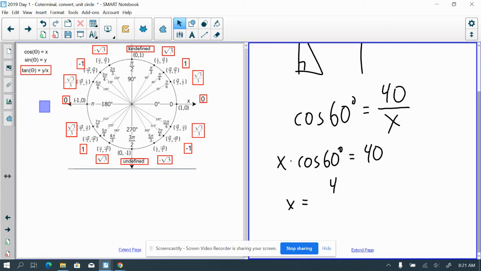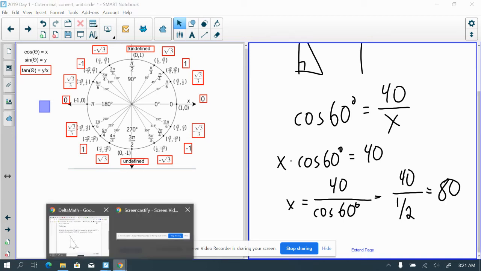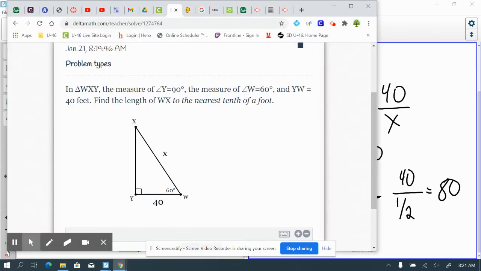Now, by the way, on your SAT, there's a non-calculator version, and this could be on the non-calculator version. And so you could just leave your answer like this. Actually, cosine of 60 degrees is a special angle. We know that based on the unit circle, cosine of 60 is a half, and 40 divided by a half is 80. So that's what I would put for my answer. The x value is 80.